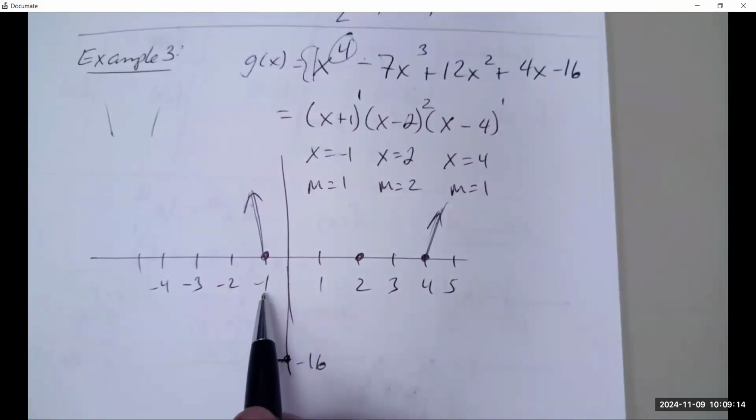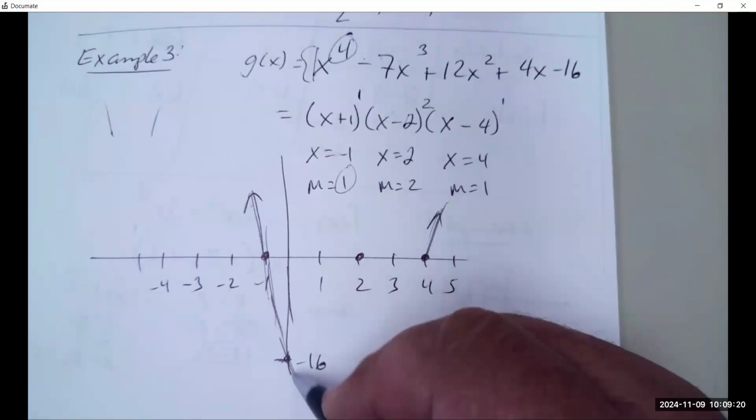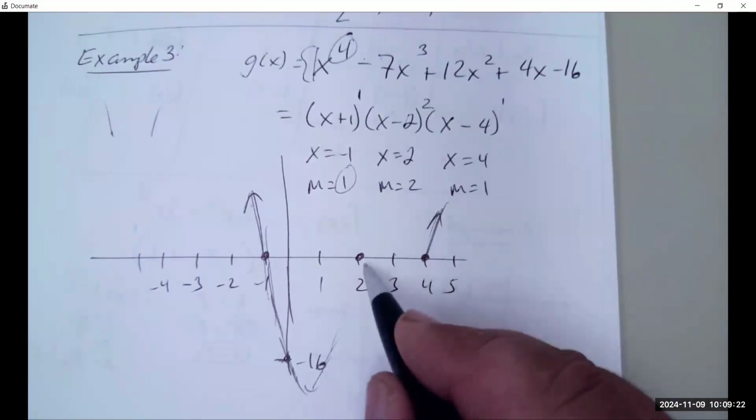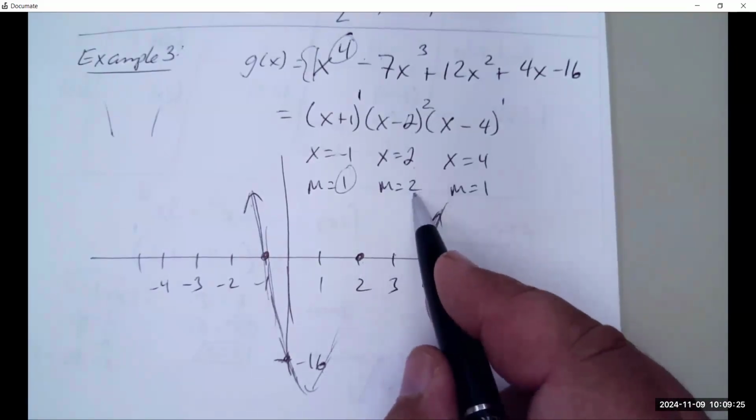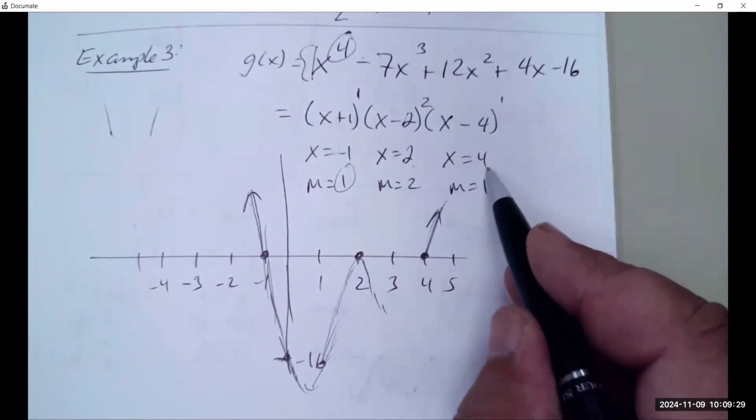At -1, does it cross or bounce? Because it's an odd multiplicity, it crosses. What does it do at 2? It bounces because it's a 2. What does it do at 4?